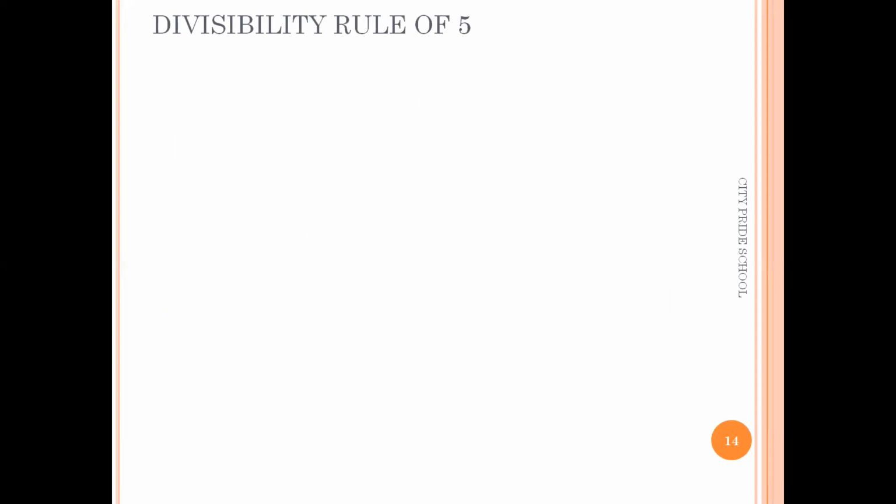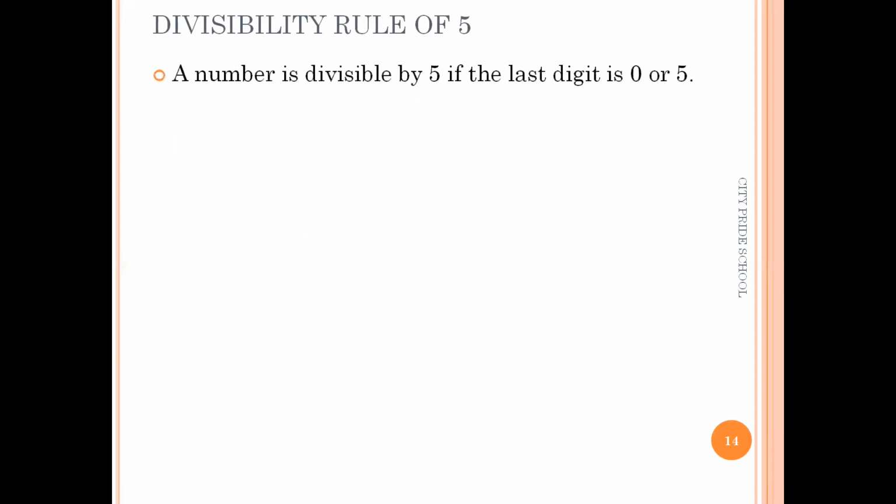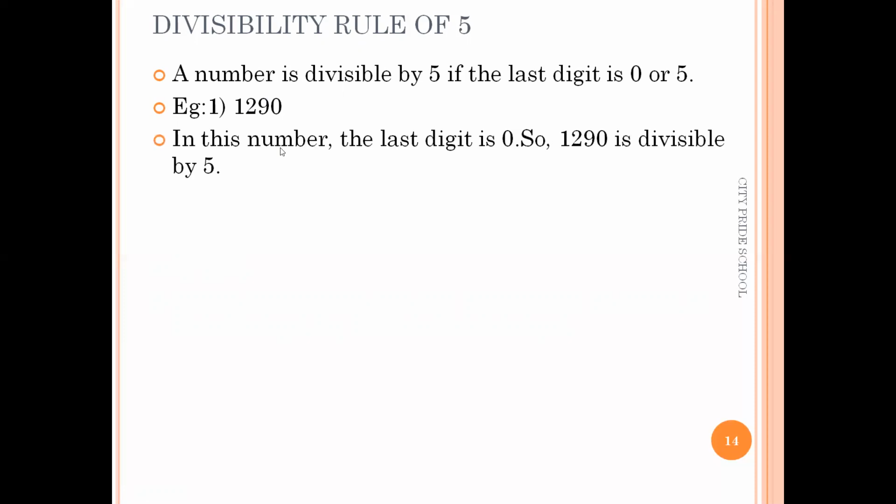Divisibility rule of 5. A number is divisible by 5 if the last digit is 0 or 5. First example is 1290. Here, the last digit, the ones place digit, is 0. So according to the condition, if the last digit is 0 or 5, then the number is divisible by 5. In this number, the last digit is 0. So 1290 is divisible by 5.